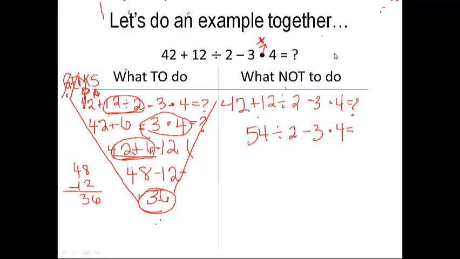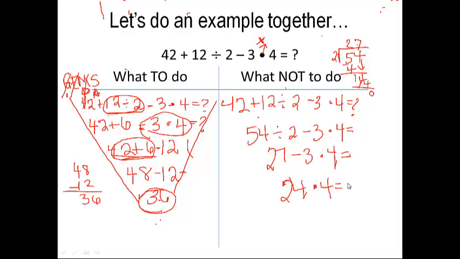Let's do 54 divided by 2. I'm going to come up here and work off to the side. 2 goes in there twice. Subtract, you get 1. Bring down the 4. 27 goes in there evenly. So far so good. Now I've got 27 minus 3 multiplied by 4. 27 minus 3 is 24. And let's do 24 times 4 to get our final answer. 4 times 4 is 16. 4 times 2 is 8, plus 1 more is 9. 96. Do these look the same?